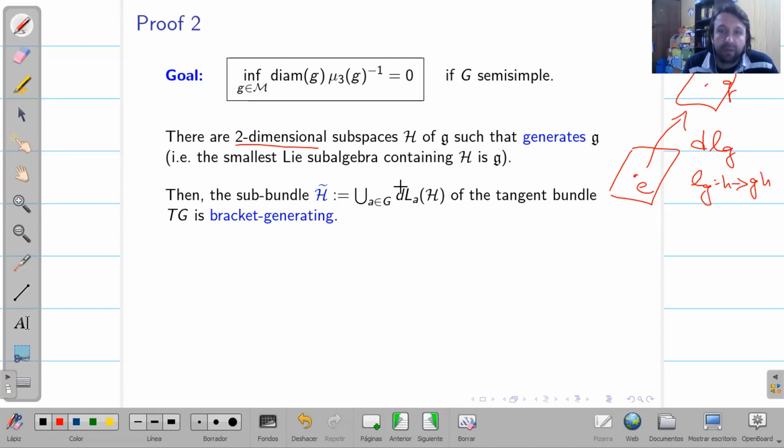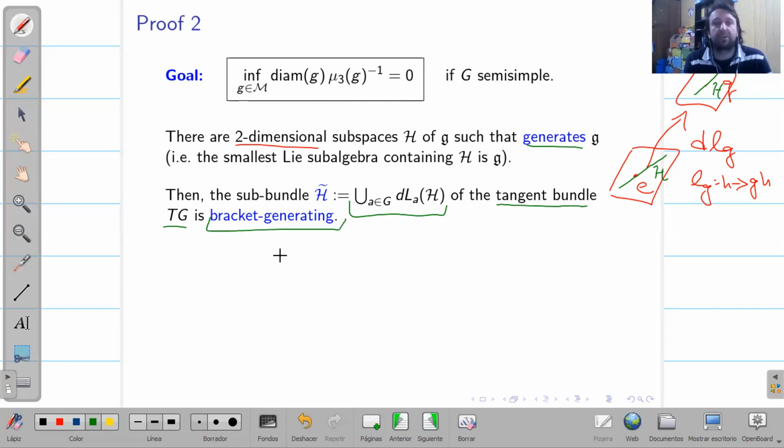Okay, so if you have the subspace H here, well, you can define in the tangent space at any other point this subspace, and this generates a subbundle of the tangent bundle. Okay, and because this is bracket generating, because this generates the Lie algebra, this subbundle is going to be bracket generating.